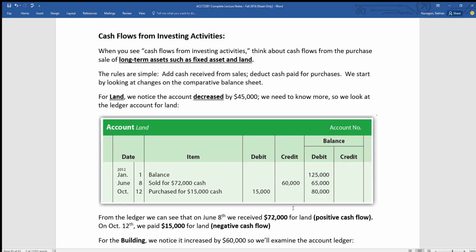So, as we can see, on June 8th, we received $72,000 for the land, which is a positive cash flow. So it increases our cash, and decreases our fixed asset. But then we paid for another $15,000, which is a negative cash flow. Again, we paid, we lost cash. So again, when we're looking at cash flows, we're really looking at how does our cash move.